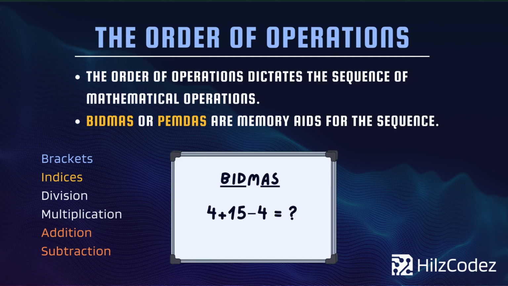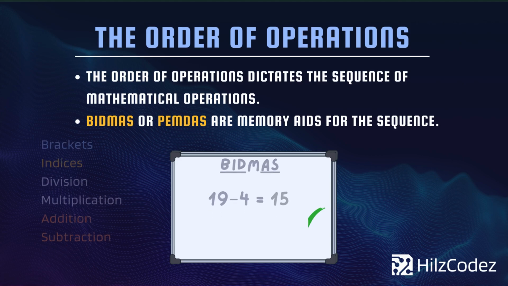Now, we only have addition and subtraction operations left. As these have equal priority, we can proceed from left to right. So 4 plus 15 equals 19. Therefore, the expression simplifies to 19 minus 4, which equals 15, which is the answer to this sum.